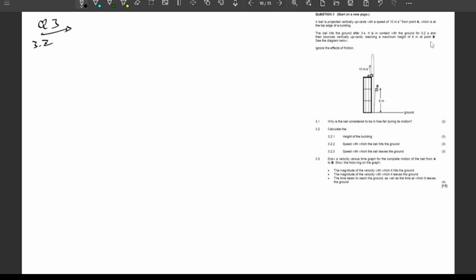A ball is projected vertically upwards with the speed of 10 meters per second from point A, which is at the top of an edge of a building. The ball hits the ground after 3 seconds. It is in contact with the ground for 0.2 seconds and then bounces vertically upwards, reaching a maximum height of 8 meters at point B. See the diagram below. Ignore the effects of friction.